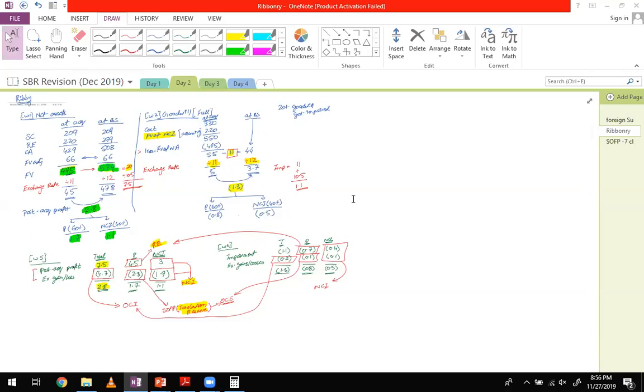Okay, Harun is saying, shouldn't we take only the parent share to OCI? No, Harun. When we're preparing the SOCI, we prepare it for both the parent and the NCI. The values are the sum of the parent and the NCI, and then later on we split it between the share of parent and the share of NCI. If you remember the format, we show the total value initially, then we divide between the shares.